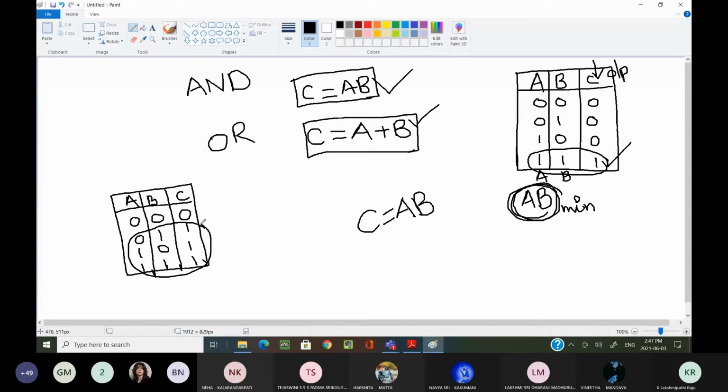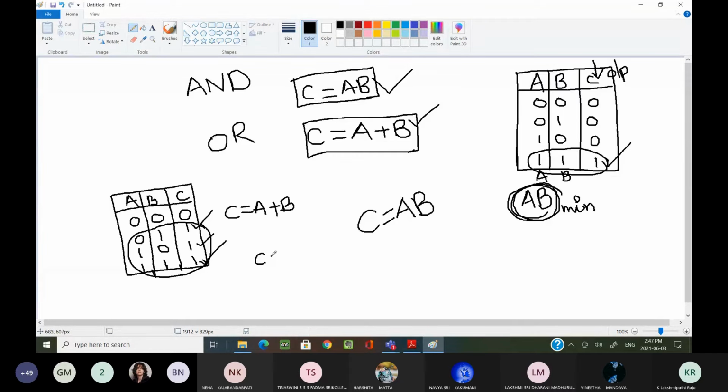Sir, how have you written C equal to A plus B in this case? Many people had this doubt. What should I write? I should consider these min terms. What you are saying is correct. You should consider all these min terms.